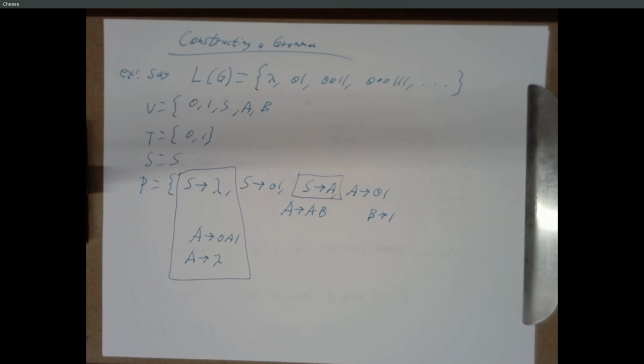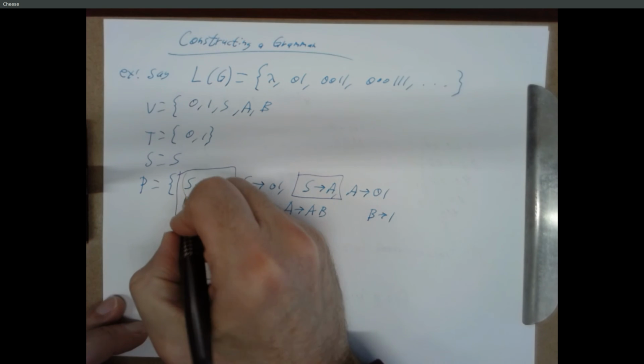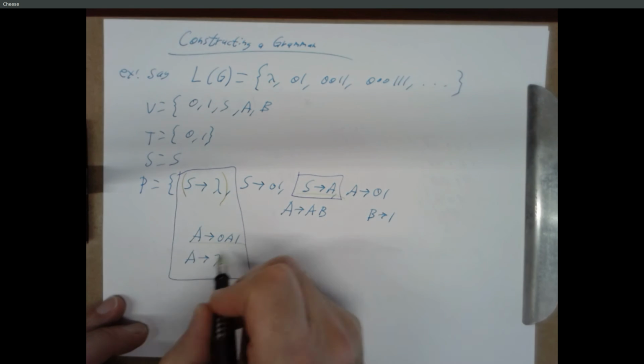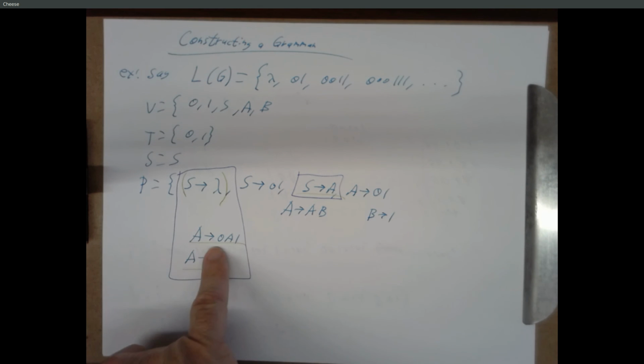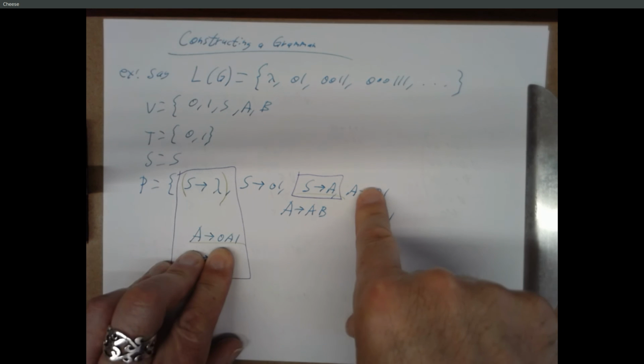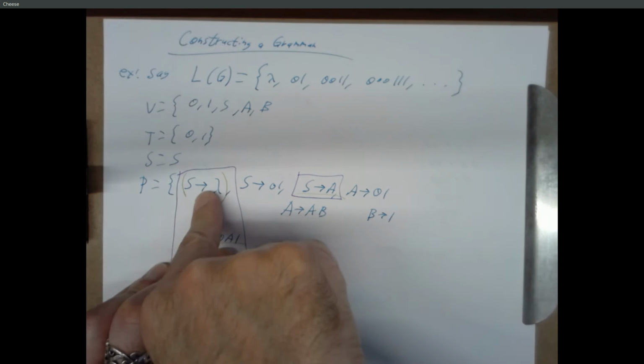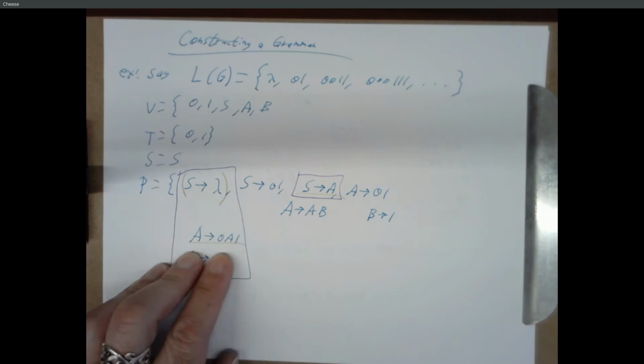We can say that S goes to lambda. We don't even need to say S goes to lambda because S can go to A and A can go to lambda. So we could actually get rid of this one and just use these three. Or as you said, we could take A to 01 and forget about A goes to lambda. And this would get us to 01. This would get us to 0011, or 2 zeros followed by 01 followed by 2 ones. So we could just have these two along with S goes to A and S goes to lambda. So that would work fine too.